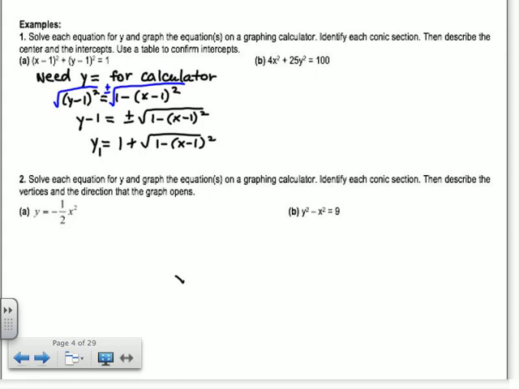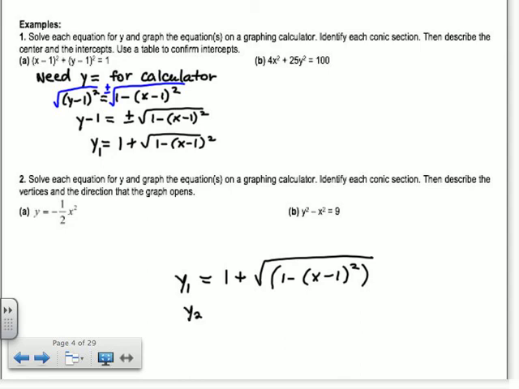So when you put that in, it's going to look like this. 1 plus, I mean. You'll hit the square root button. The square root automatically does 1 parenthesis. You'll have 1 minus parenthesis x minus 1 end parentheses squared, and then parentheses. That's ending that square root part. Okay, so that's what y1 is going to look like.